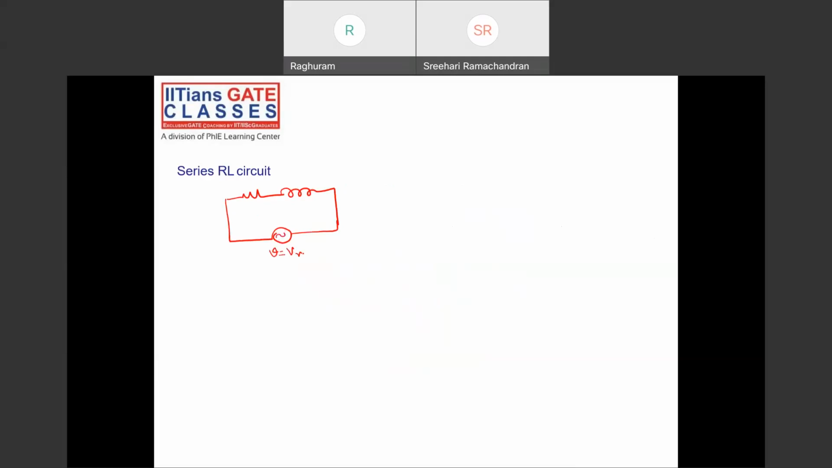V is equal to Vm sine omega t, with R and L, this is XL. Current I flows. There will be a voltage drop VR here and a voltage drop VL here. So what happens in a series RL network? We'll see with respect to phasor diagrams.